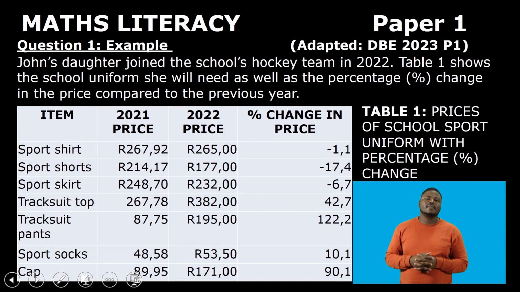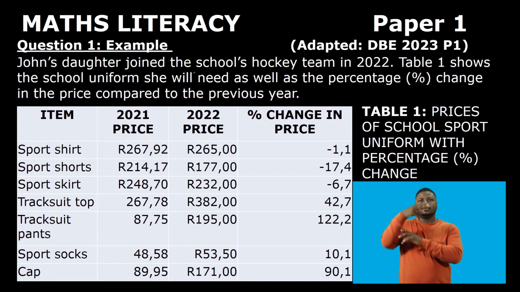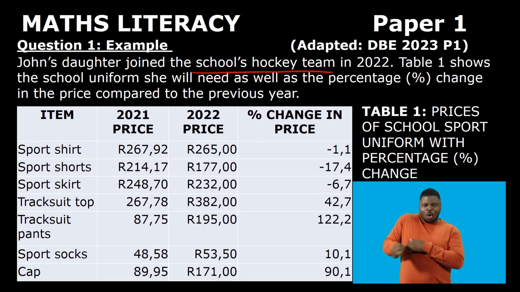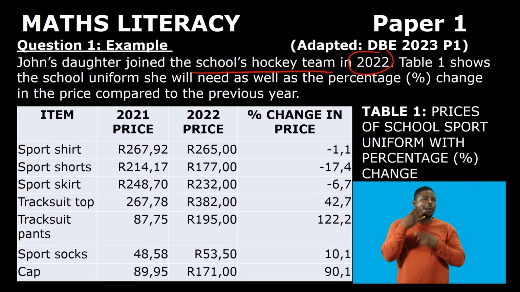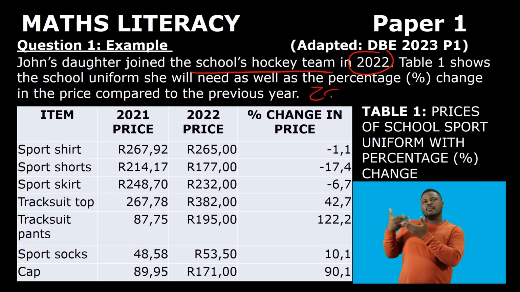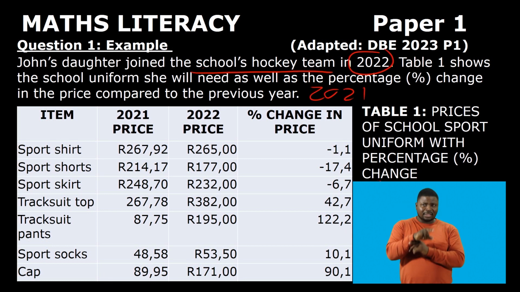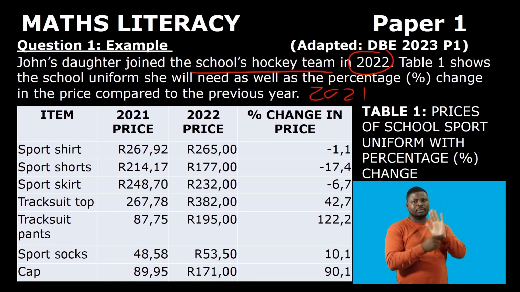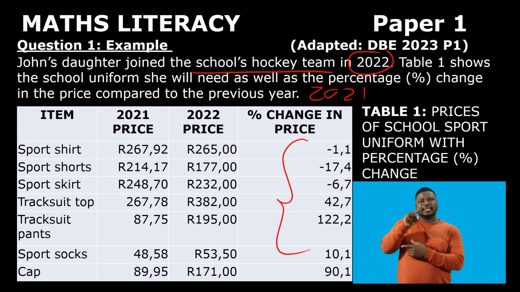The next one, John's daughter joined the school's hockey team in 2022. Table 1 shows the school uniform that she will need as well as the percentage change in the price compared to the previous year, being 2021. So this is the table showing the change as well as the percentage change.